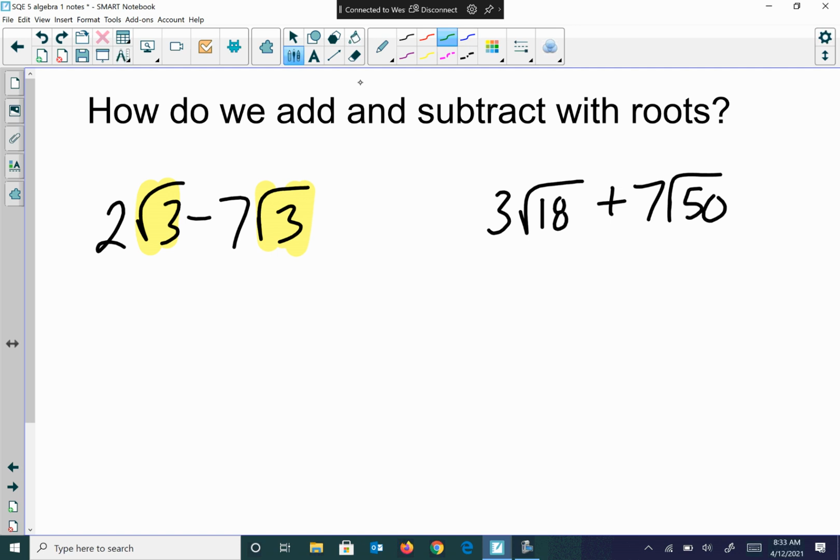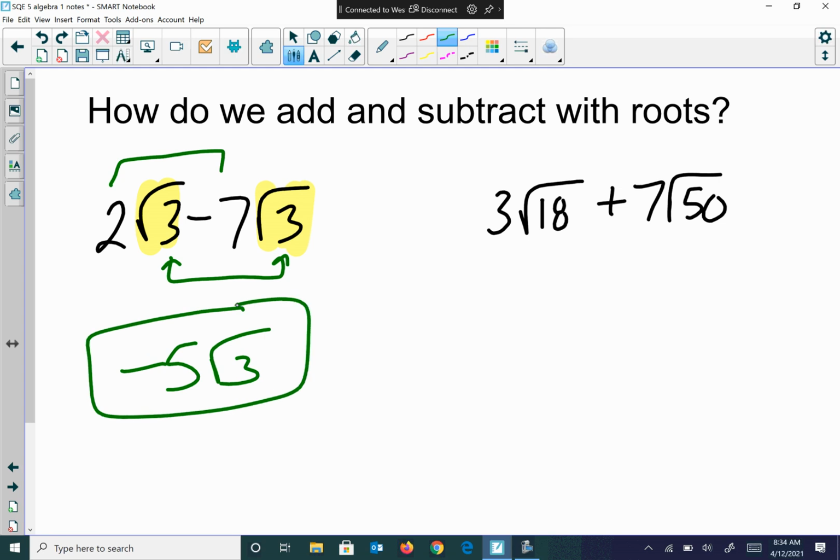Is that 7 a part of the root? It's 7 times square root 3. Okay? So, these are the same, and we are going to subtract. I'm going to go 2 subtract 7, and that's going to give me -5. And then the root 3 comes along. So radicals do not increase or decrease when we add or subtract. The numbers out in front of them do, but we treat the radical just like an x, okay?